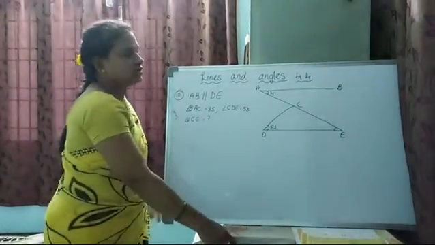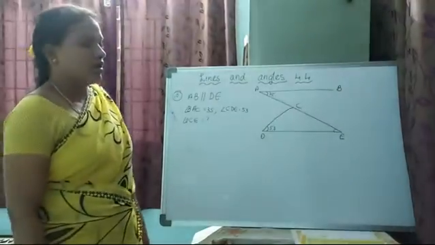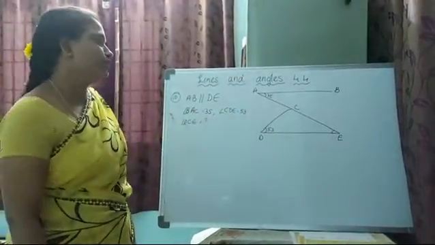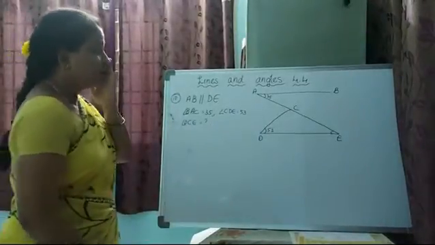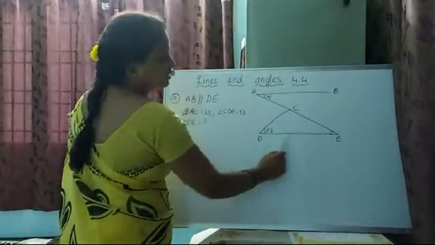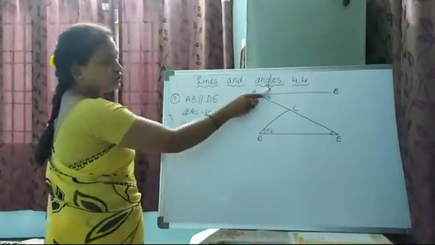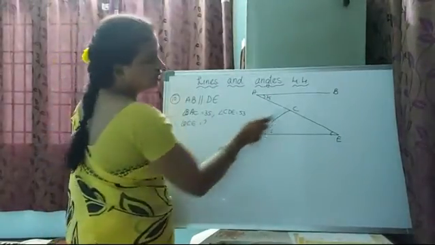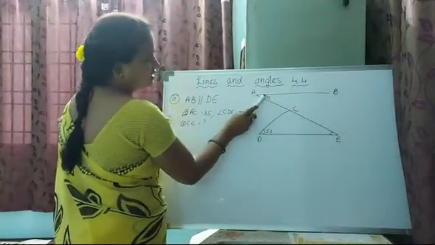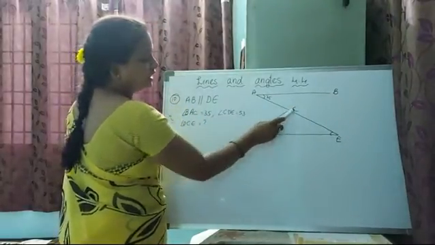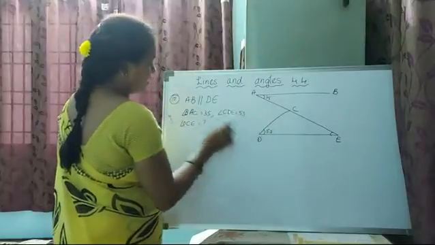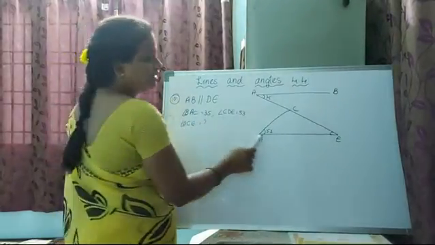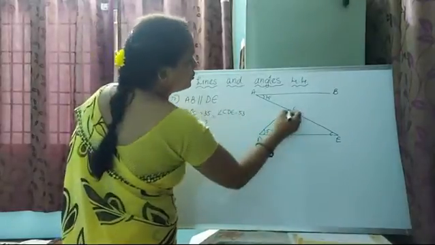Good afternoon, children. Yesterday we discussed up to the ninth problem on lines and angles. That is exercise 4.4. In this 10th one, AB is parallel to DE. Angle BAC is given, and angle CDE is given. Angle DCE is what you have to find out.